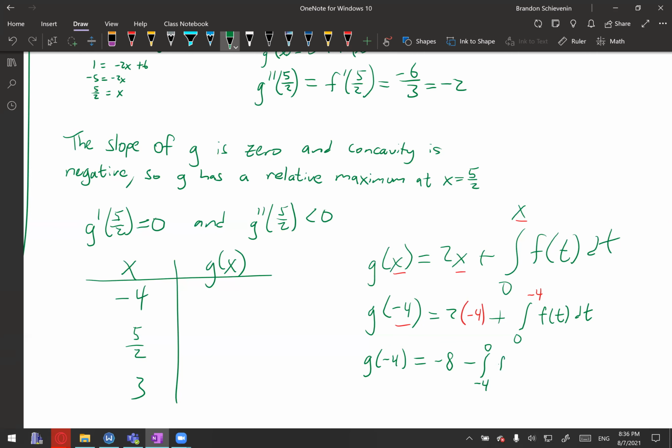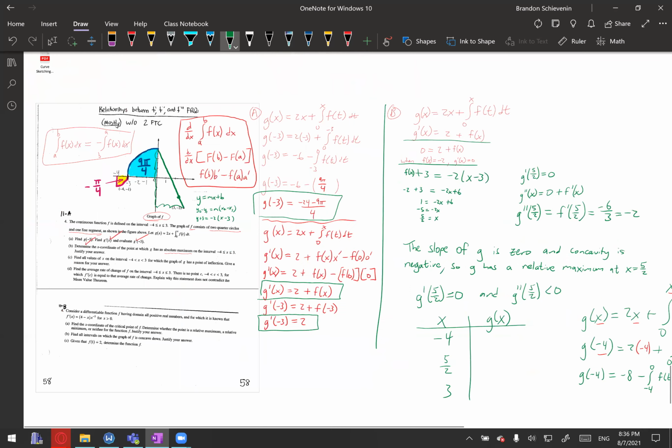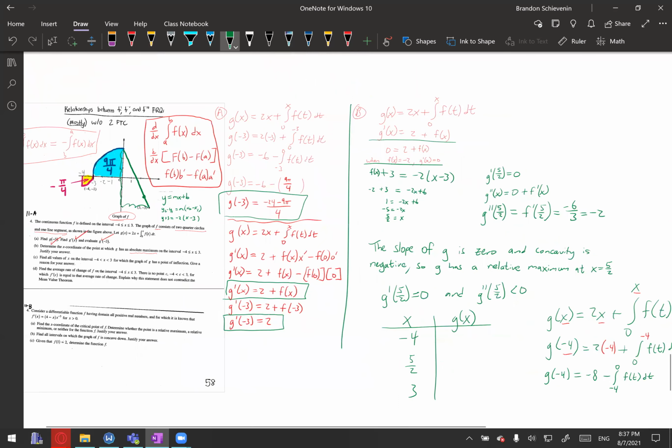Of 1 over f of t. Sorry, f of t, we haven't quite integrated yet. We don't actually have a formula for this. So in order to integrate, I'm going to have to go back to the graph and take a look at our areas. In the first part of this, we already got areas. I've got negative pi fourths and 9 pi fourths as my areas for the yellow and the blue part from -4 to 0. So I can substitute directly in for that.